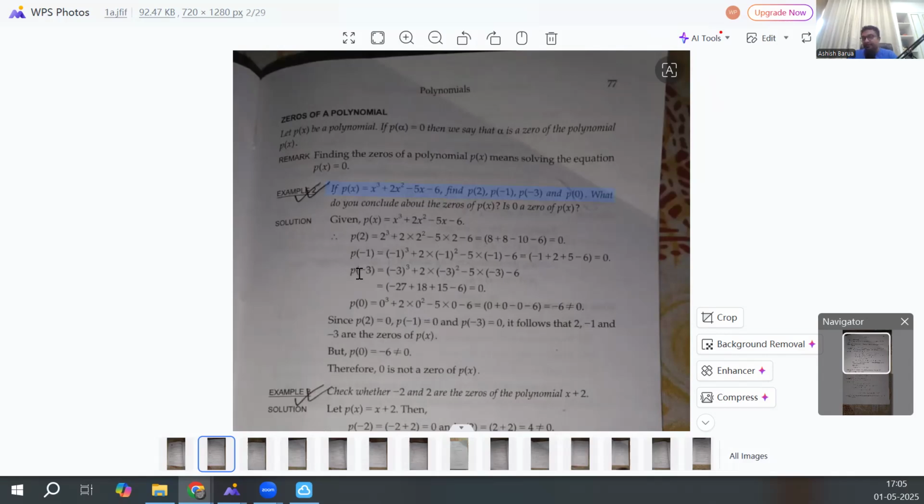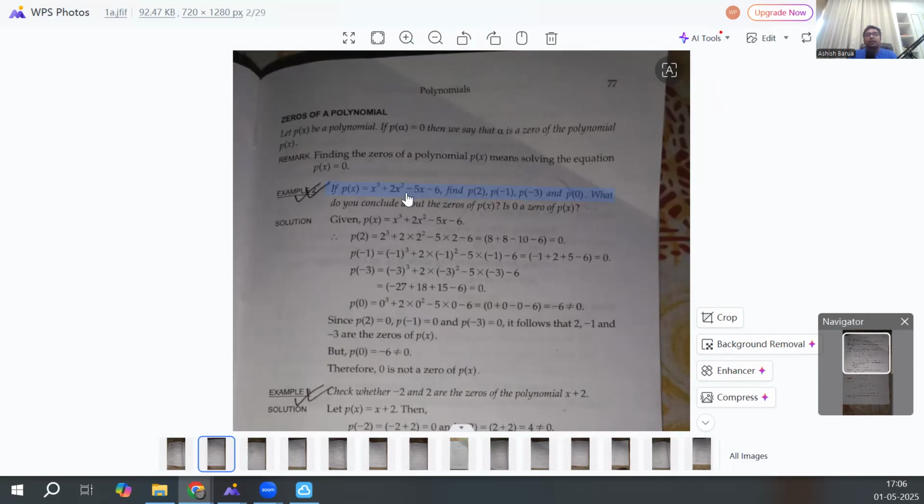Similarly, p(-3). Wherever we get x, we'll put minus 3. So x cubed means (-3) cubed, so minus 27. 2 into (-3) squared: 3 squared is 9, (-3) whole squared is plus 9, so 18. Then minus 5x, so minus 5 into minus 3 becomes plus 15, and minus 6. So it becomes 0. So p(-3) is also 0. That means -3 is also a zero of the polynomial p(x).